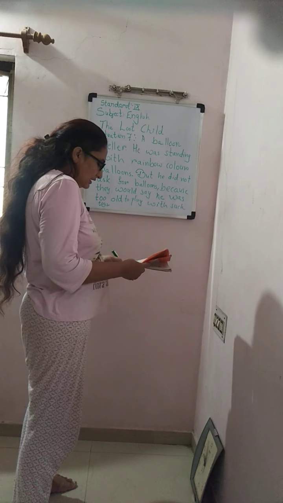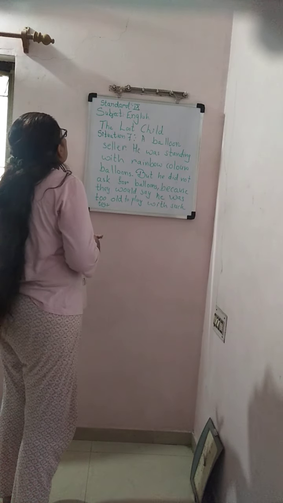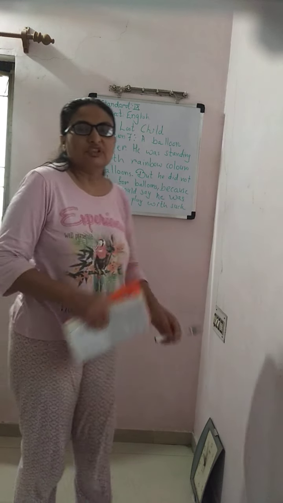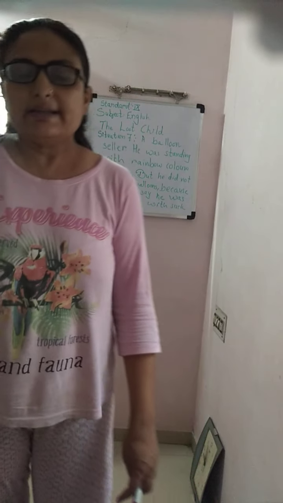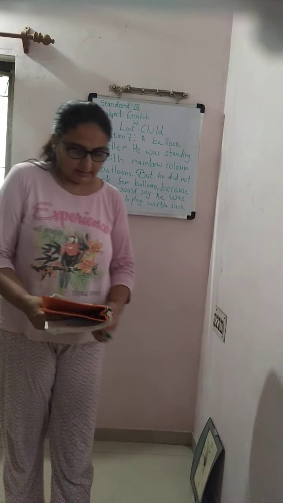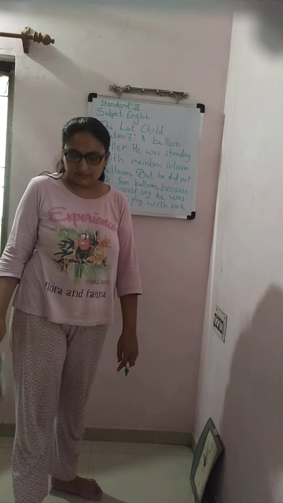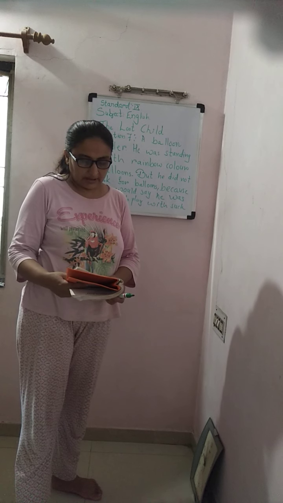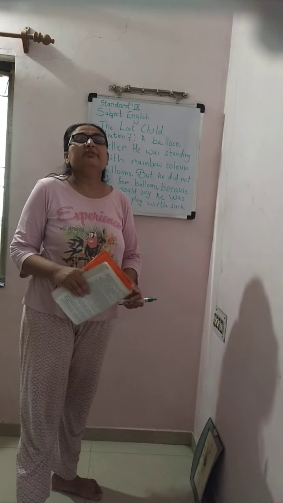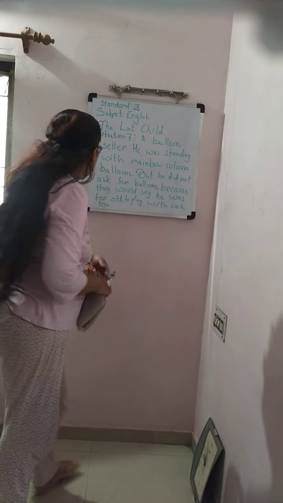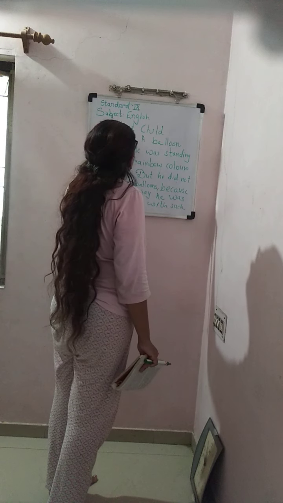Next, situation 8. The next situation is that there was a juggler who was a snake charmer and who was playing a flute. What was he playing? He was playing a flute.